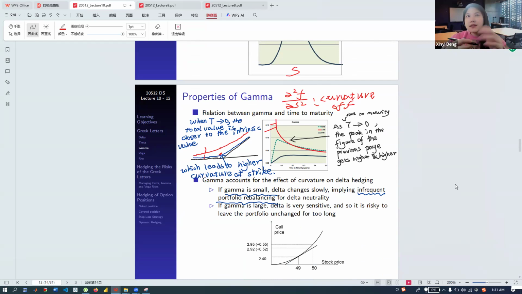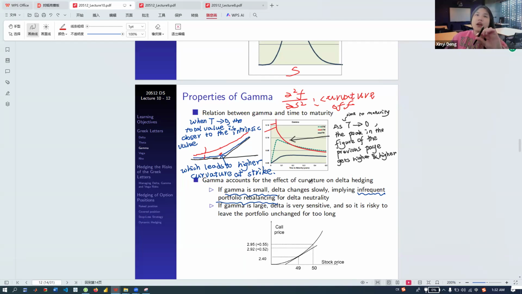If gamma is small, recall that gamma is just the rate of change of delta with respect to changes in the underlying price, right? So if gamma is small, then it's good. It means that the delta changes slowly with respect to changes in the underlying, and therefore we only need infrequent portfolio rebalancing for delta neutrality.